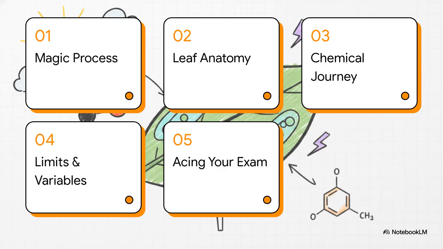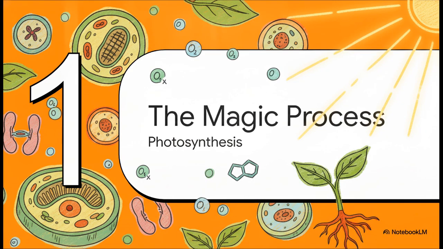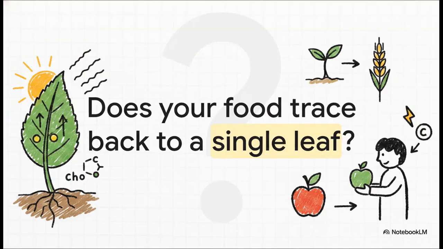Let's dive in. Here's our roadmap for today. We're covering the magic of photosynthesis, anatomy of the leaf, the chemical journey, limits and variables, and finally, acing your exam. Section 1. The magic of photosynthesis. It's honestly wild to think about, but literally every single calorie of energy you consume originated as a photon of sunlight hitting a green plant. Seriously, because this process is the absolute foundation of our entire ecology, and let's be real, a highly testable topic for your exams, we're going to visually dissect exactly how it works.